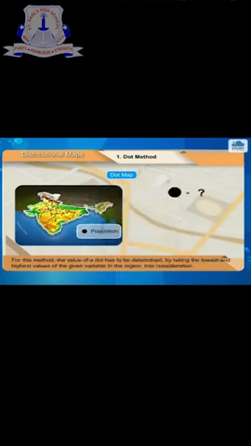1. Dot method. A dot map is prepared using statistical data gathered through counting. The dot method is most suitable to show the distribution of a variable, population, cattle, etc., which is freely scattered throughout the region. For this method, the value of a dot has to be determined by taking the lowest and highest values of the given variable in the region into consideration.